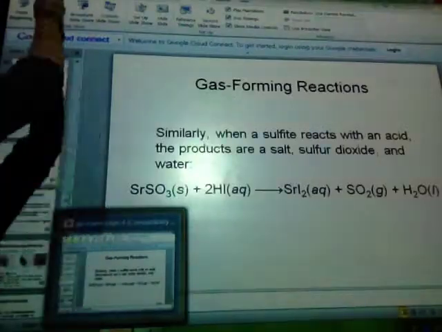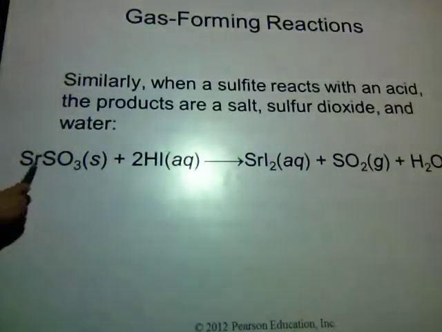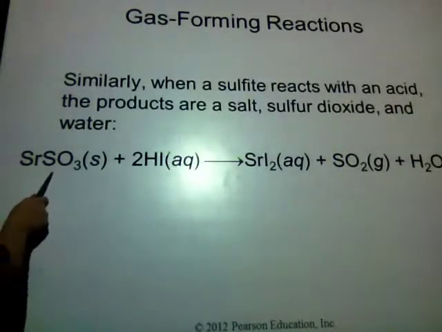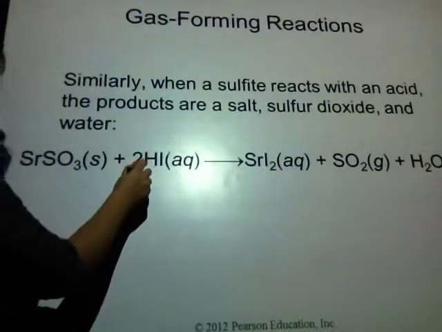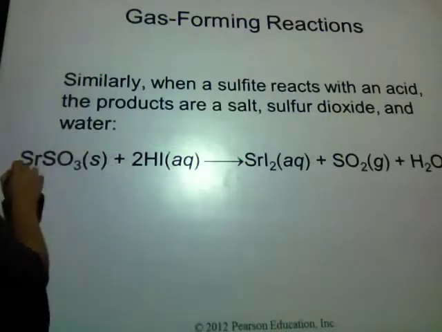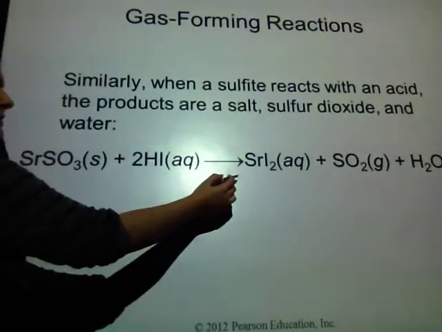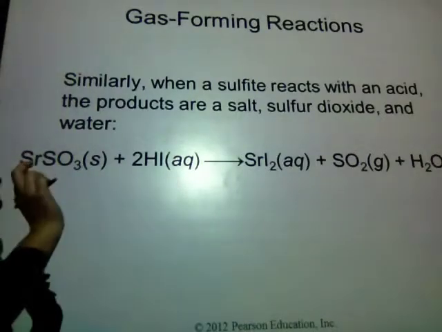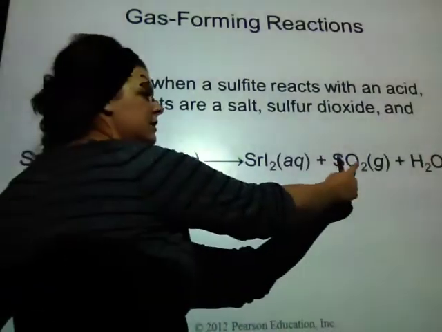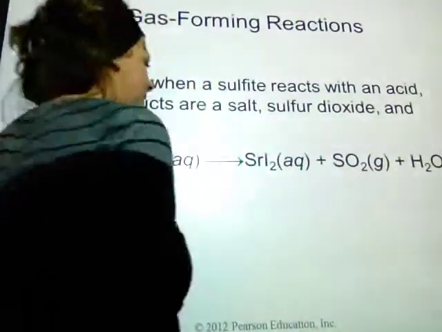So I can see that in this reaction here. I have strontium sulfite reacting with hydroiodic acid. So here's my sulfite reacting with an acid. I'm going to make salt. So I'm going to make Sr and I, so I made strontium iodide, and then I have to make water, and then I have to make sulfur dioxide.